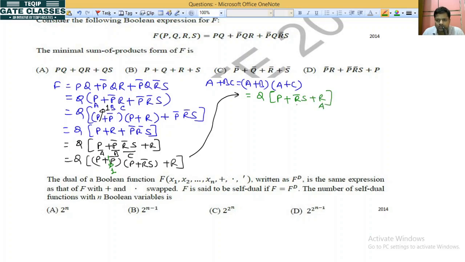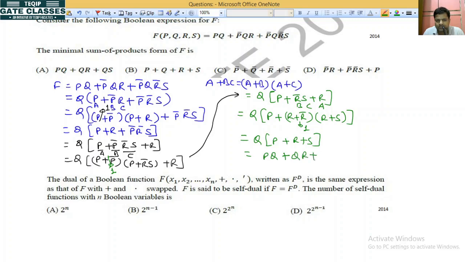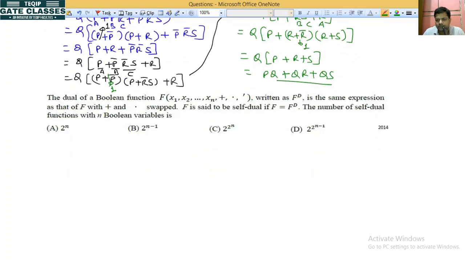Now this is a, this is b, this is c. So it will be q times (p plus a plus b, then r plus r bar, r plus s). What will be the value? This will be 1. So it is q times (p plus r plus s), which will be pq plus qr plus qs. Which option? A option is correct. This is a question of 2014 GATE.